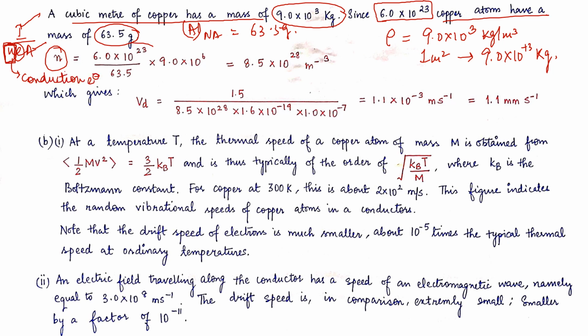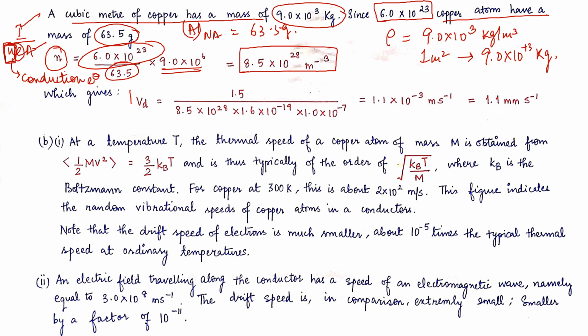So that is Avogadro number divided by the atomic mass, into the density. How much weight is there? After solving this, we will get this many numbers present in 1 meter cube. In 1 meter cube, the number of atoms is 8.5 into 10 to the power 28.